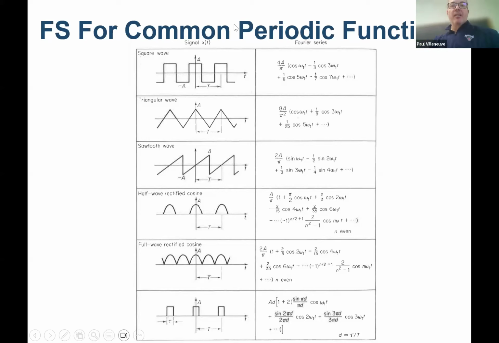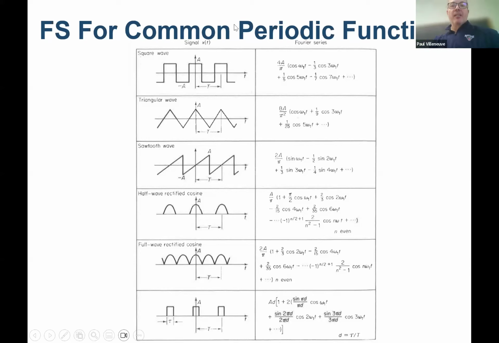If it's a triangular wave, same thing. Here's my A term, and here's my fundamental frequency. If it's a sawtooth, A and the period make things pretty easy. Then you have half wave, full wave, and then you have these pulses. You can see how the pulses are shown over here. So instead of having to do all those derivations, just use the table.